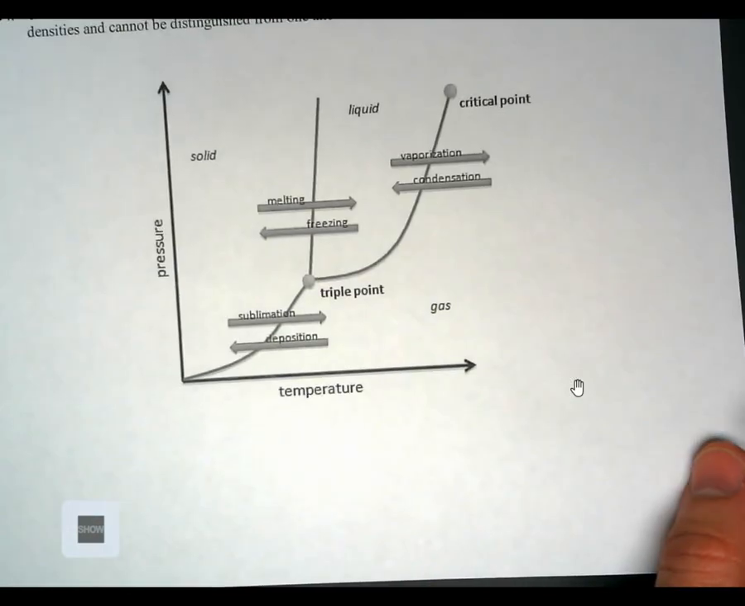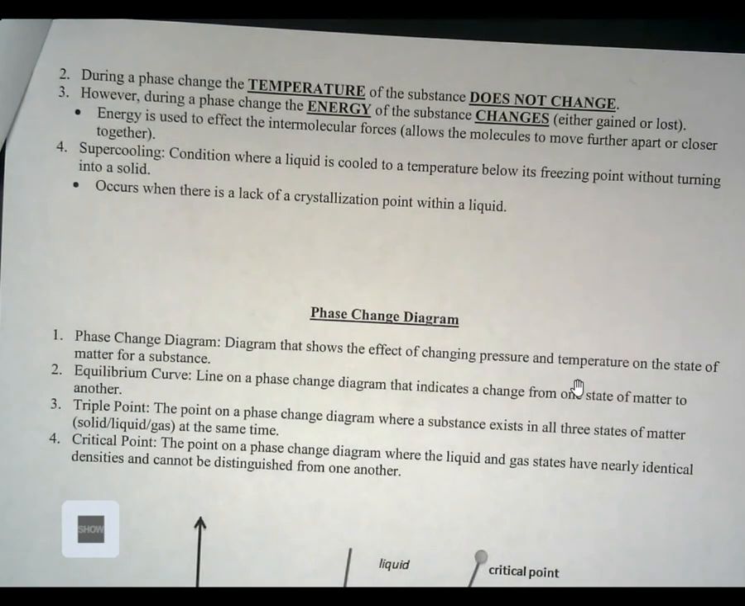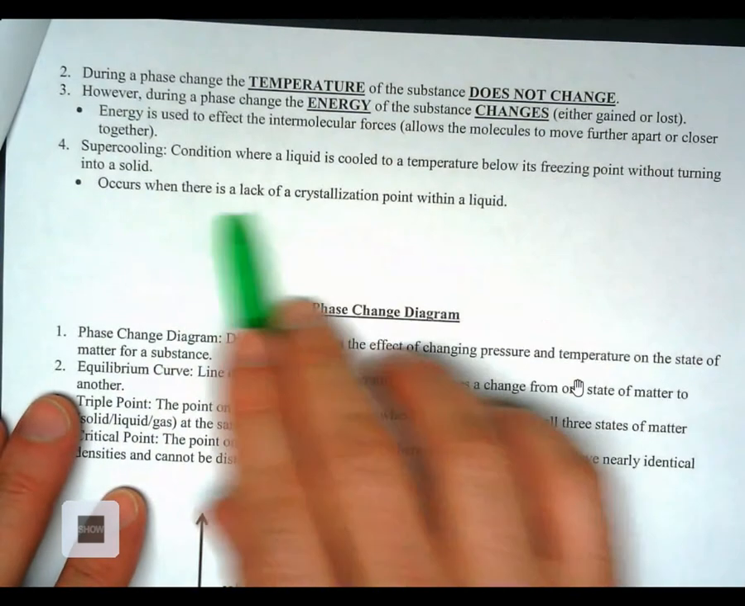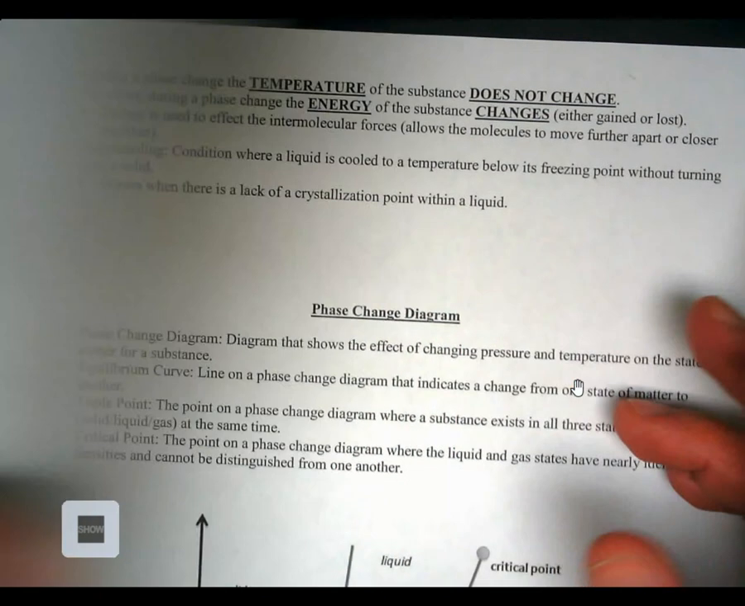Okay? So supercooling is a condition where a liquid is cooled to a temperature below its freezing point without turning into a solid. Okay? This happens when there is a lack of a crystallization point within a liquid.